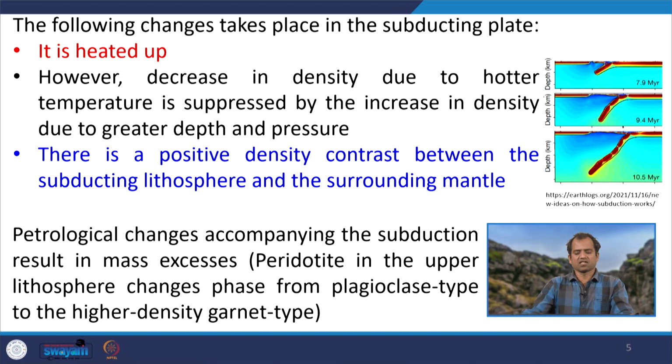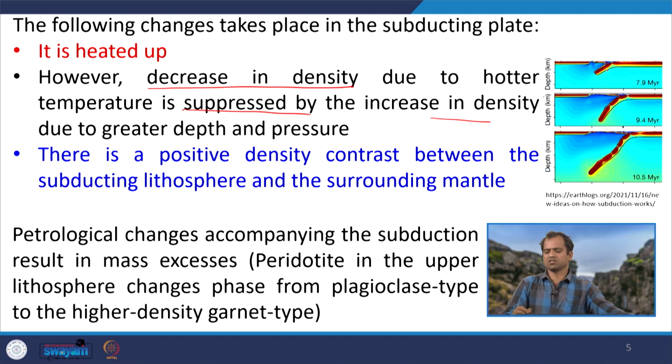So, the following changes take place once the subducting plate is going down. First, it is heated up. So, once it is heating up, its density should decrease. But this decrease in density is compensated by the pressure. So, once you are going down, the temperature is increasing, the pressure is increasing. Due to increasing temperature, the material may convert to low density material. However, as the pressure is increasing, this density difference is compensated. So, there is a positive density contrast between the subducting lithosphere and the surrounding material.